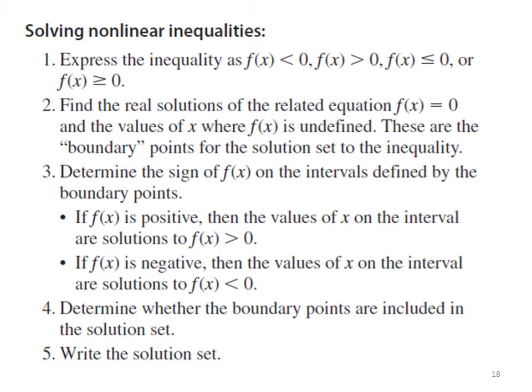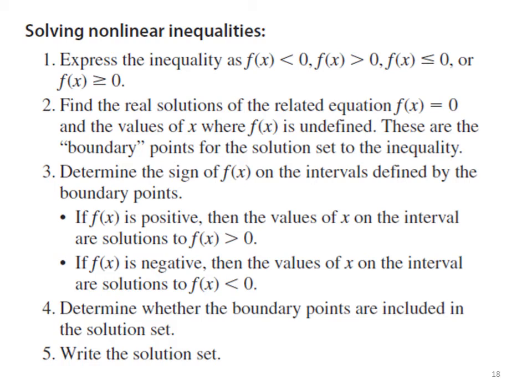Now, find the real solutions to the related equation. Solve f of x equals 0, and that will give you the boundary of the solutions. You want both the solutions to the equation f of x equals 0 and, for rational inequalities, the points where f of x is undefined. These will give you the boundaries of the solution set of an inequality. Then determine the sign of f of x on the intervals defined by the boundary points. The sign of f of x will change in those intervals which are determined by the boundary points.